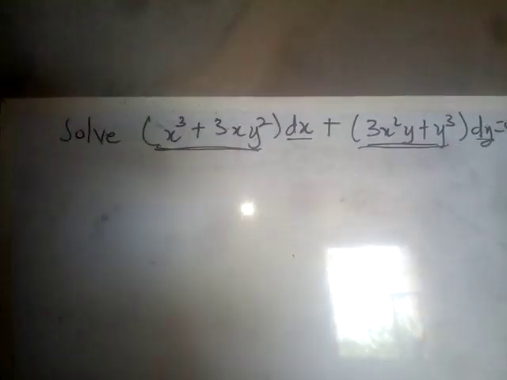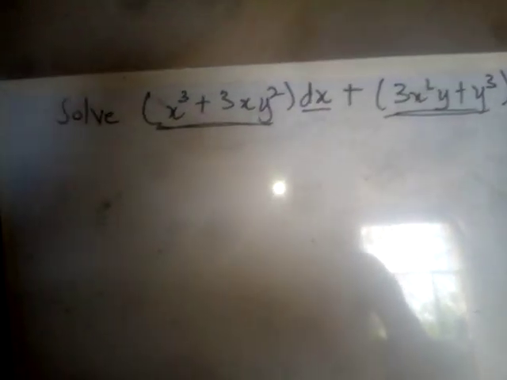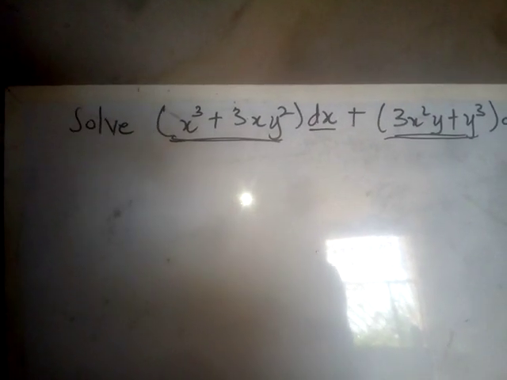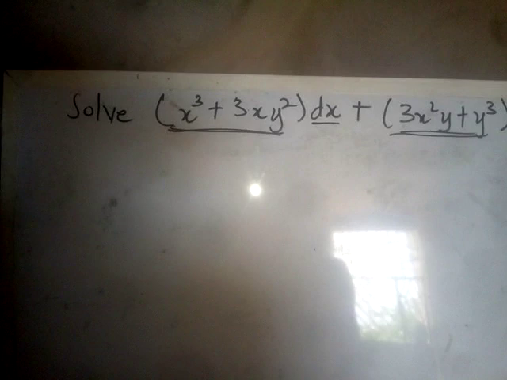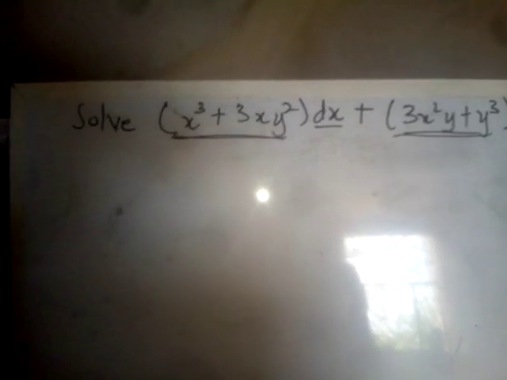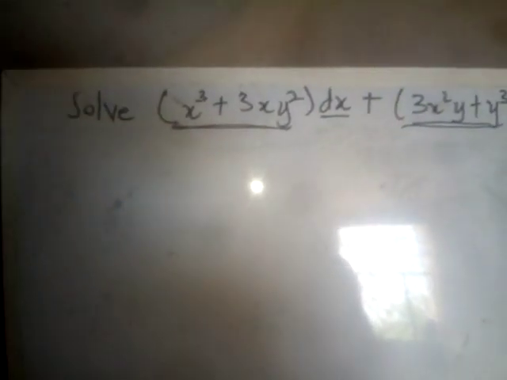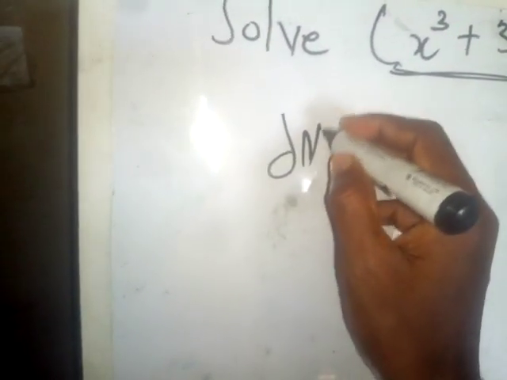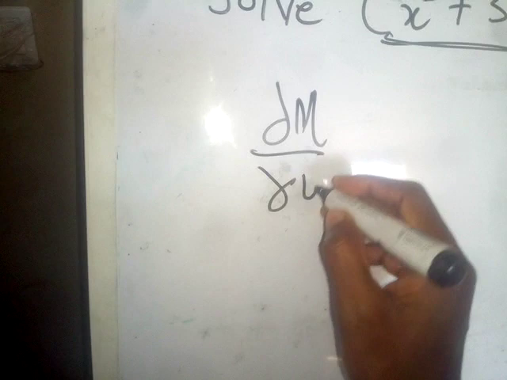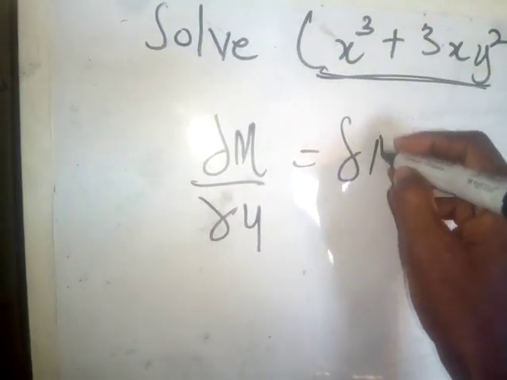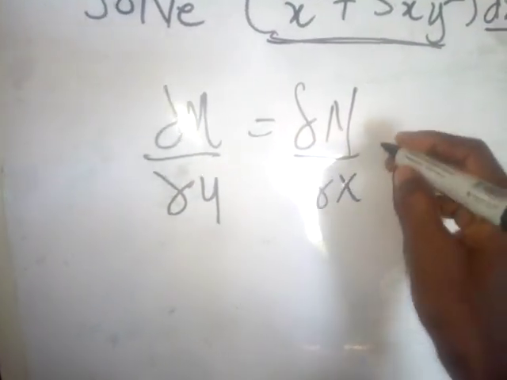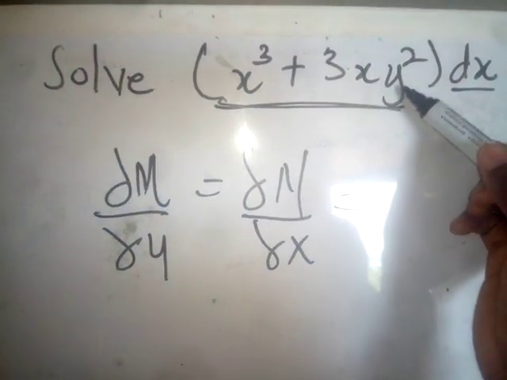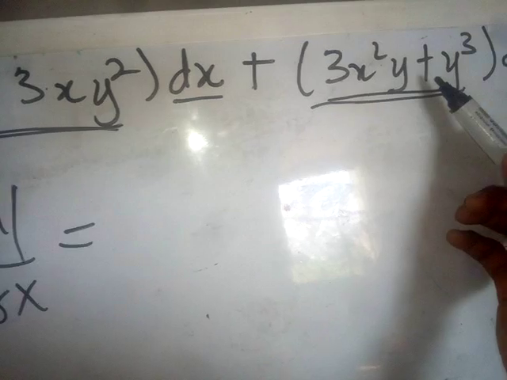So this is one of the exact equations, and we are attempting to solve it. Remember that we said for it to be exact, the partial derivative of the M part and the N part should be equal. So the partial derivative of M with respect to y should be equal to the partial derivative of N with respect to x.